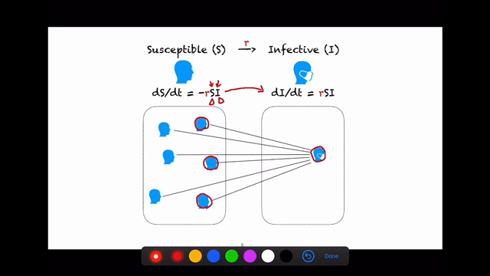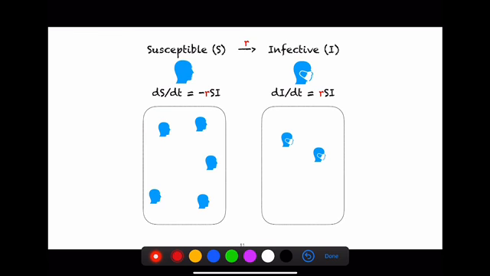In reality, that is not true, because you need to have a physical proximity. You need to be nearby this person. But in this model, we do not really think about these geometrical constraints. So we meet with the probability of the ratio of S multiplied by the ratio of I. And when this connection is made, this person will be infected, and this person will move forward to the infective compartment.